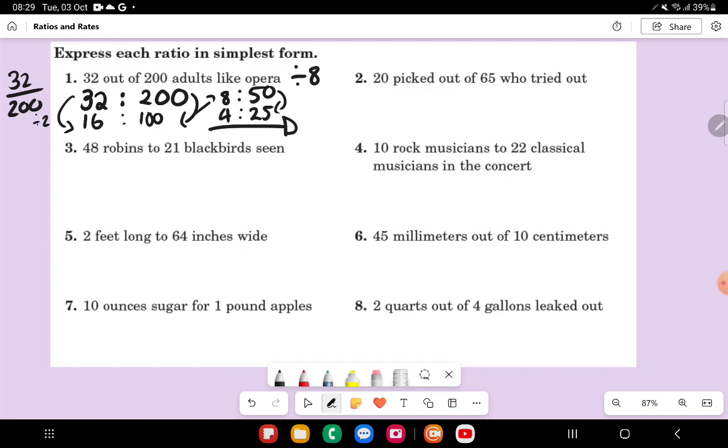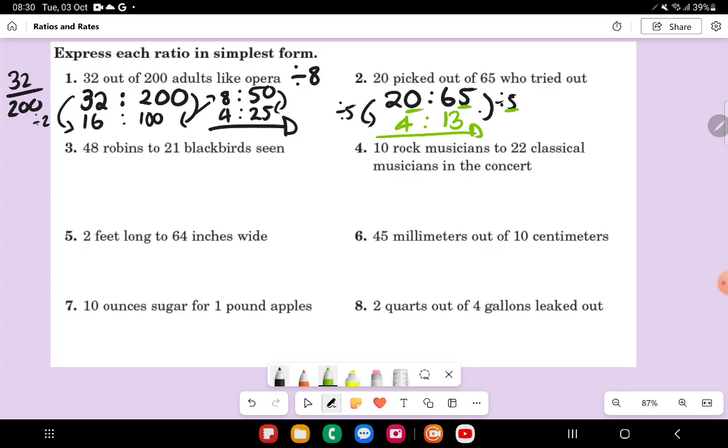Let's do question number 2, which says 20 out of 65, and let's divide by 5 this time. Divide by 5, divide by 5, and I choose 5 because this number here is ending with a 5. So I know 5 will go in there, and that's a 0. 5 will go in both. 20 divided by 5 gives me 4, and 65 divided by 5 gives me 13. And that's as simple as I get because 13 is a prime number.